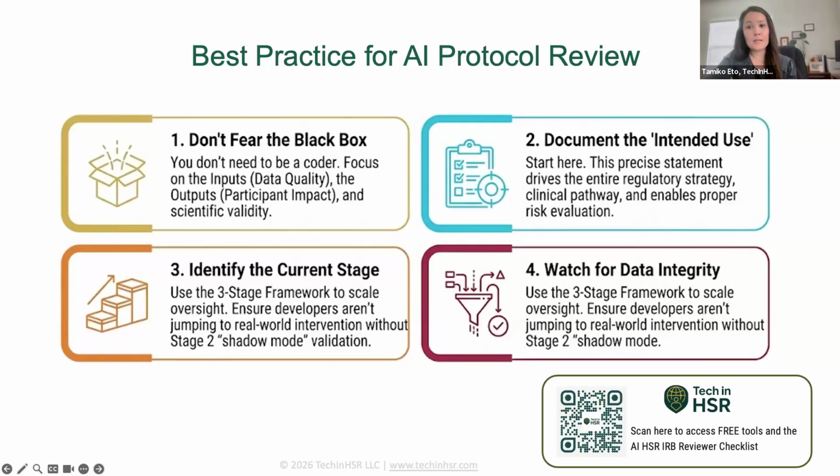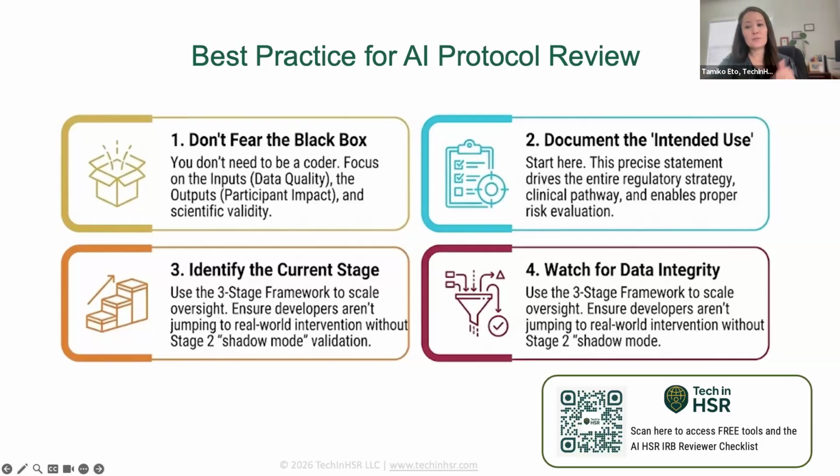Best practice number 2, identify the current stage. That 3-stage framework is how you scale your oversight to actual risk. Stage 1, right, looks very different from stage 3. So don't apply that same level of scrutiny to both. And then going on to best practice number 3, identify the intended use. That statement drives the entire regulatory and ethical analysis. If the protocol is vague about what the AI actually does, or even understates it, then you need to send it back so you can have it clarified better.